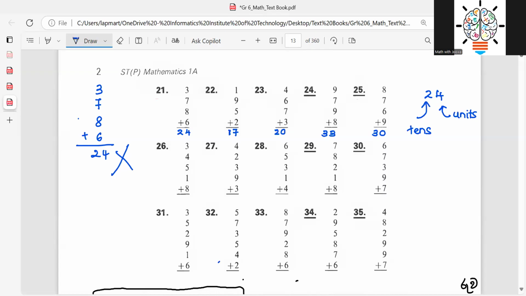14 plus 4, 18. 18 plus 3, 21. So then here I write 21. Then the next one, 3 plus 9, 12. 12 plus 3, 15, plus 2, 17, plus 4, 21. So then here I write 21.